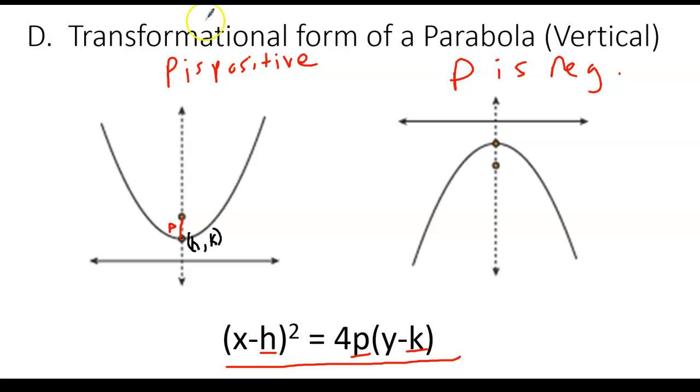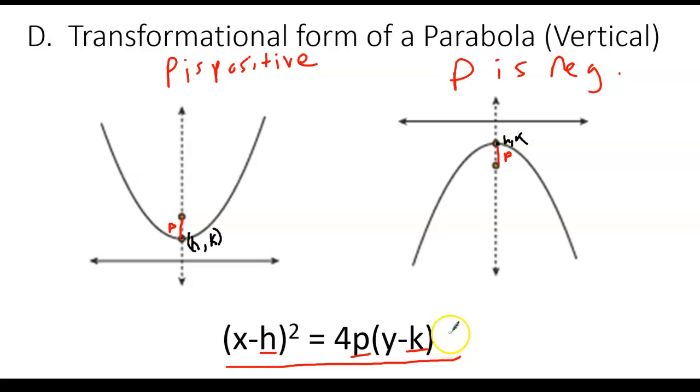All right? And just so you guys know, once again over here, this is the vertex, so this would be h and k. And p would be the distance between the vertex and the focus there. So if the distance between them is positive, then that means that we're going in an upward direction. If their distance is negative, that means we're opening in a downward direction. And this is the formula for those.